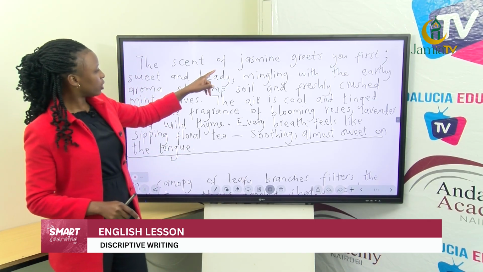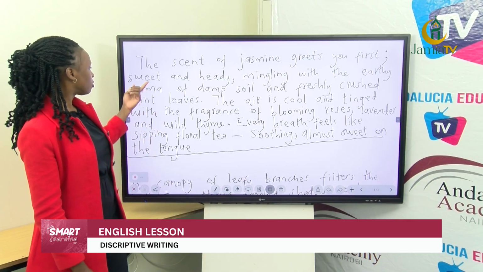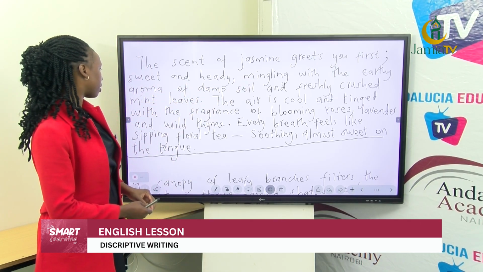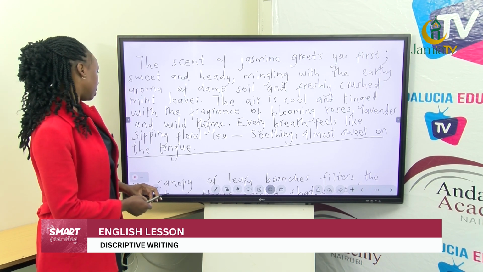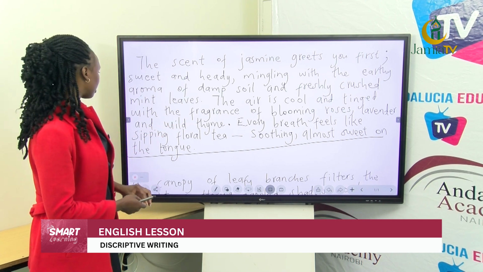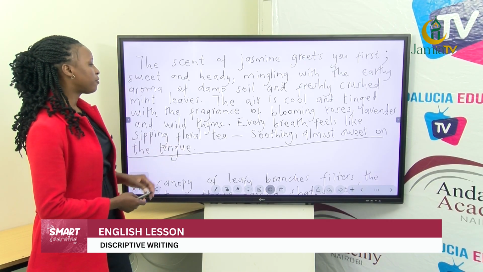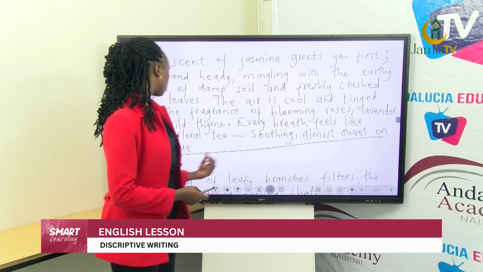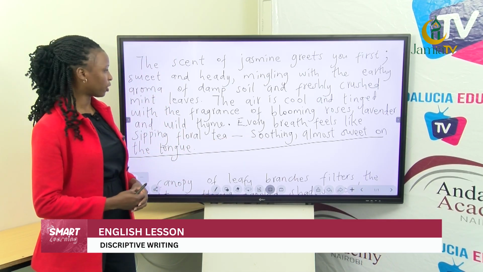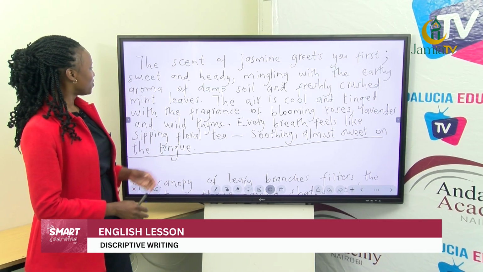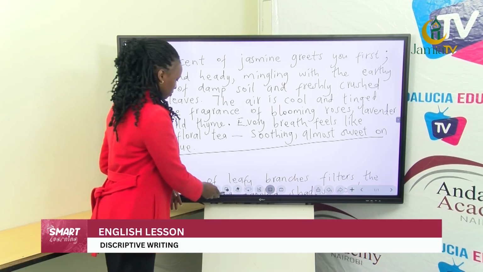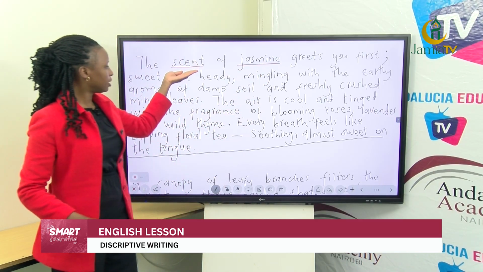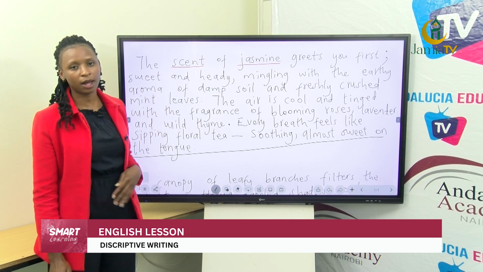The scent of jasmine greets you first, sweet and heady, mingling with the earthy aroma of damp soil and freshly crushed mint leaves. The air is cool and tinged with the fragrance of blooming roses, lavender, and wild thyme. Every breath feels like sipping floral tea, soothing, almost sweet on the tongue. Okay, let's look at this. We have the scent of jasmine. Let me just underline it. Scent already tells you something. We are trying to appeal to a particular sense.